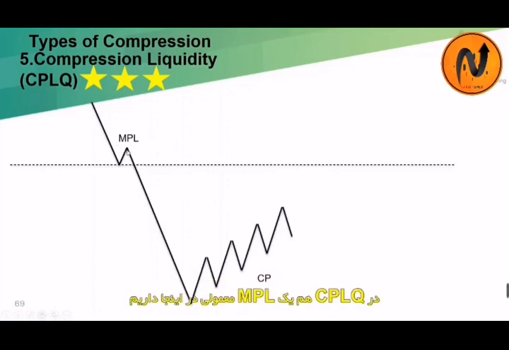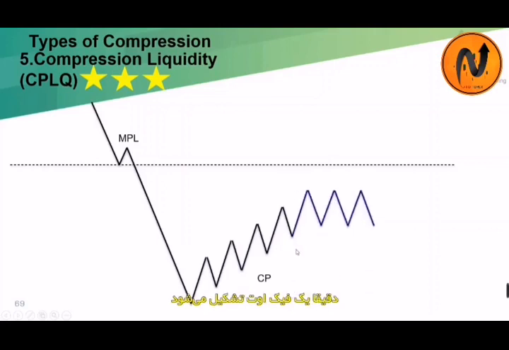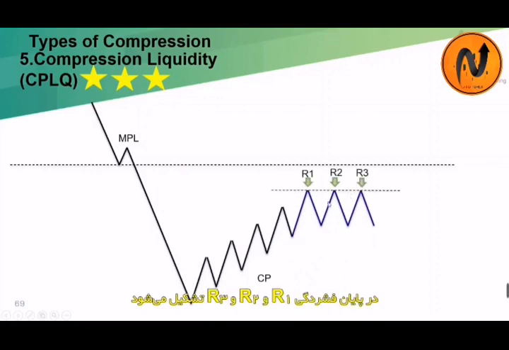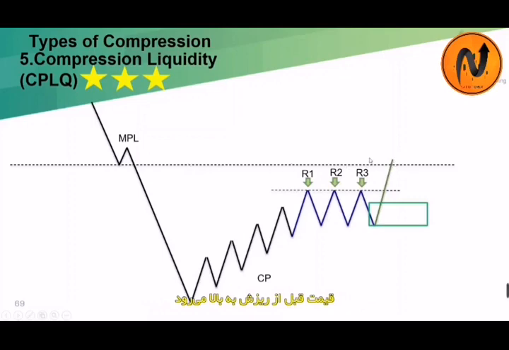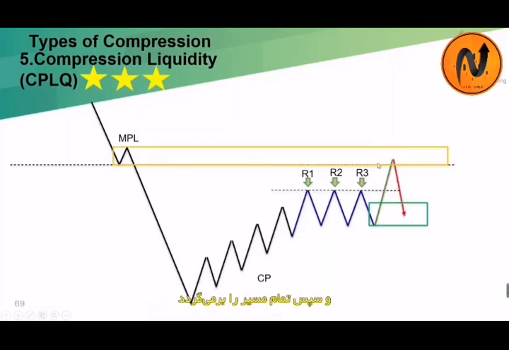So what is a compression liquidity, CPLQ? CPLQ is that we have a normal MPL over here. Then there is something we call the compression, the CP pattern. Exactly what happens is that there is a fake out. We have R1, R2, R3 at almost the end of the compression, before the price went up again and then came down, all the way down. This is one of the best types of compression.